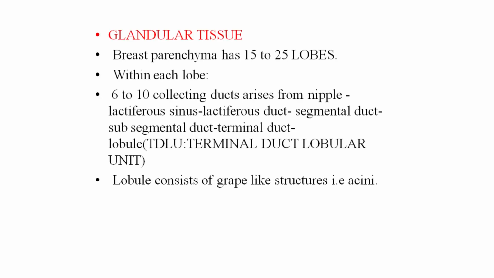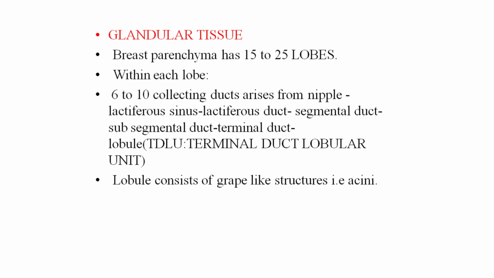So there are two parts in the breast, right? Glandular tissue, which we'll discuss in detail, and then we have a stroma also, okay, which is the majority of the breast in which the glands are suspended. Now what is glandular tissue? It is basically breast parenchyma having 15 to 20 lobes. Within each lobe there are ducts.